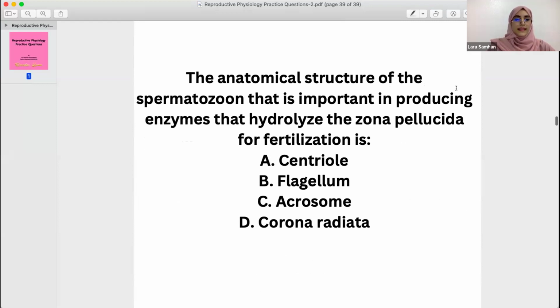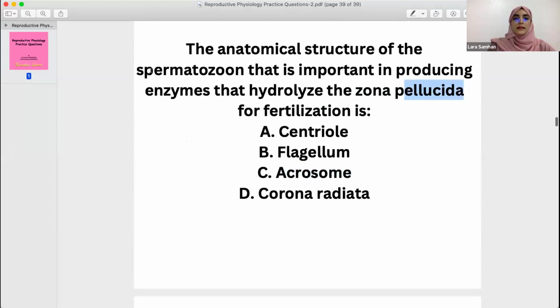What do you guys think is the answer? Exactly. You guys are correct. Exactly. Acrosome. So the question says the anatomical structure of the spermatozoon that's important in producing the enzyme that hydrolyzes the zona pellucida. As you know, the zona pellucida is the layer that encircles the oocyte. So for the spermatozoon, the most important thing to penetrate the oocyte for fertilization is to break the zona pellucida layer. And this happens by the enzyme that the sperm head has, which is the acrosome.